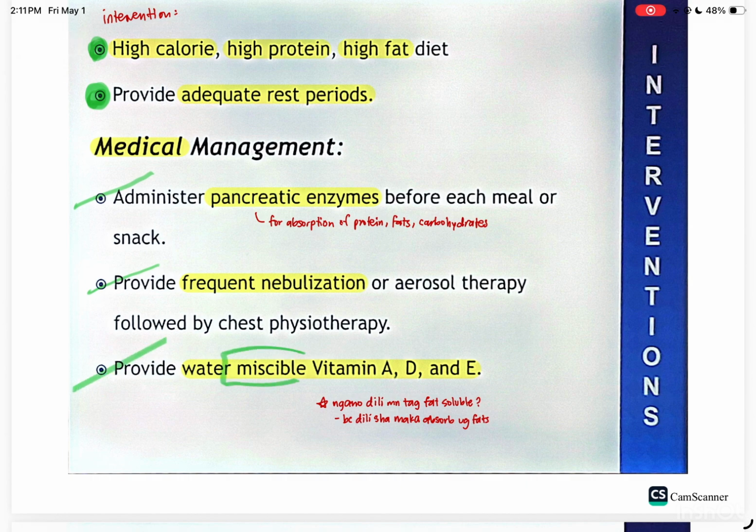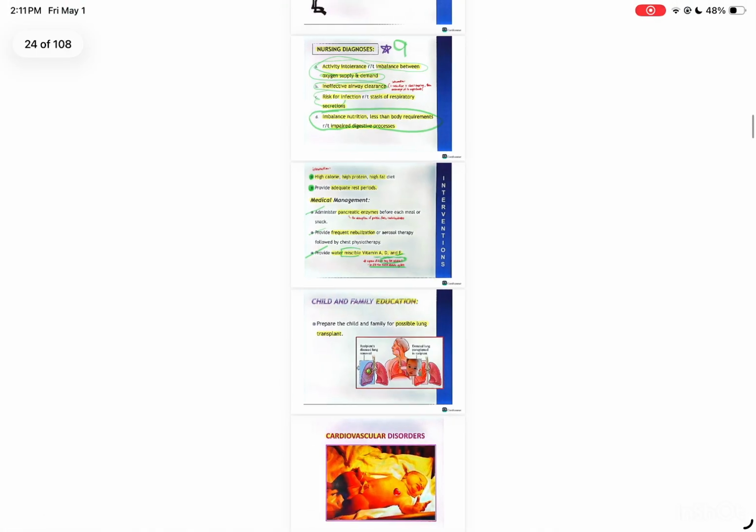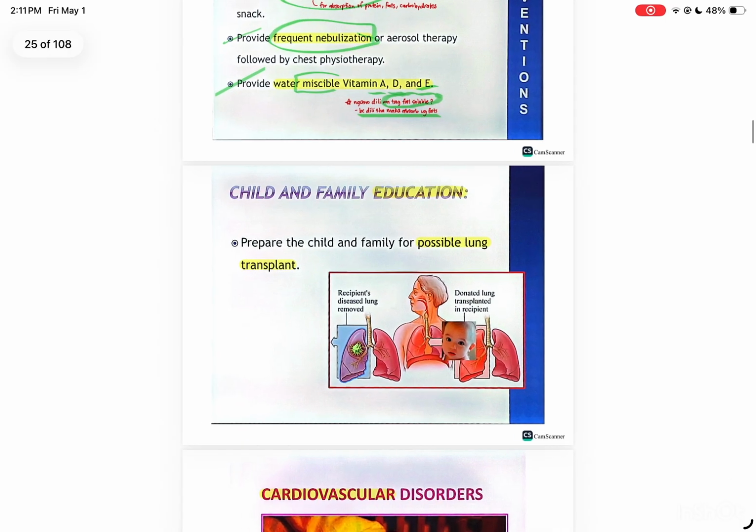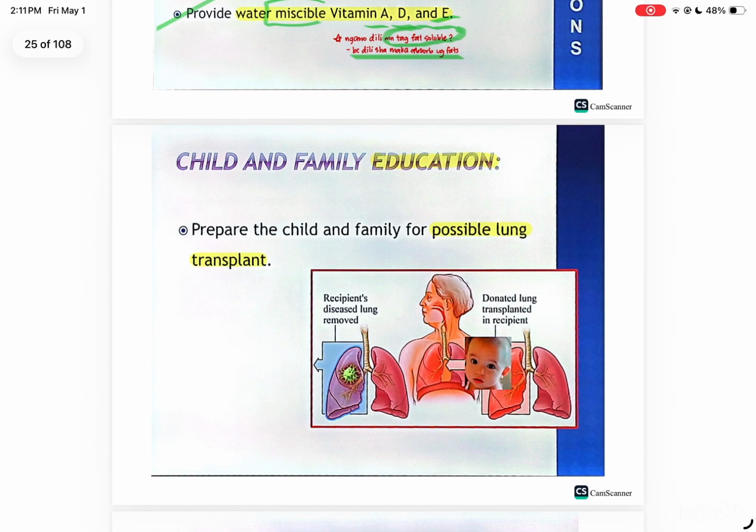So, medical management. How do we have medical management? So, administer pancreatic enzymes before each meal or snack. Provide frequent nebulization or aerosol therapy, followed by chest physiotherapy. Provide water miscible vitamin A, D, and E. Nganong dili man tag fat soluble? Because dili siya maka-absorb og fats.